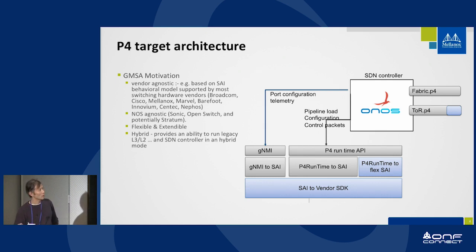Okay? So if we had this type of infrastructure, then our effort to get our switch up running with ONOS and Fabric P4 would have been a lot faster. Okay?